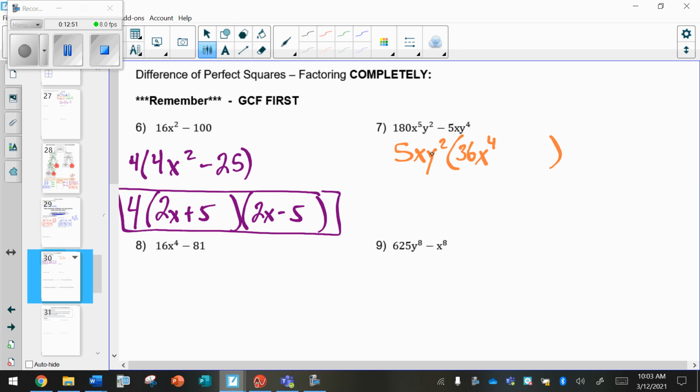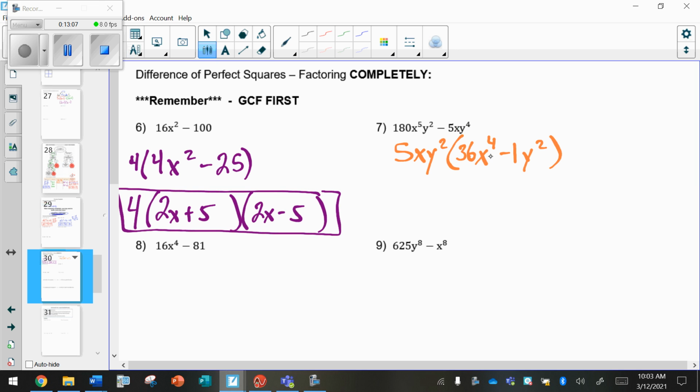And the y squareds cancel right out. Next, negative 5 divided by 5, negative 1. I don't really need to write the 1, but it makes me feel good sometimes just seeing a number there. The x's cancel out and subtract the exponents.